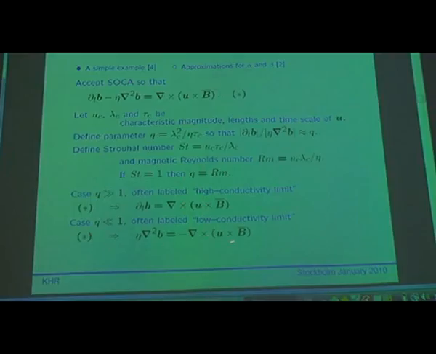the low conductivity limit. But the same comment applies: q can be small not only if eta is large, but also if tau c is large, if we have a more or less steady turbulence, not statistically steady turbulence. So these are the two cases which we will treat, and in one case we have this equation, and in the other case we have this.